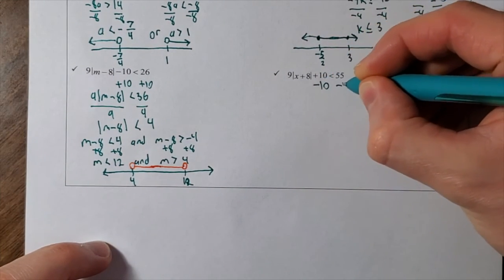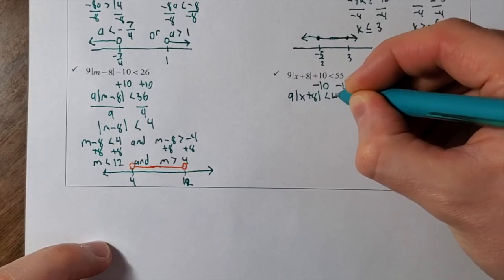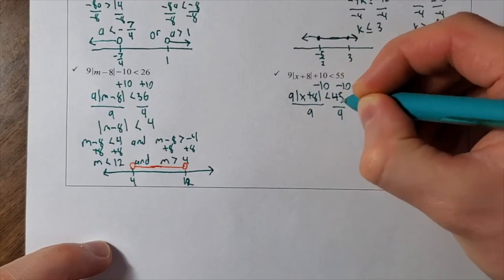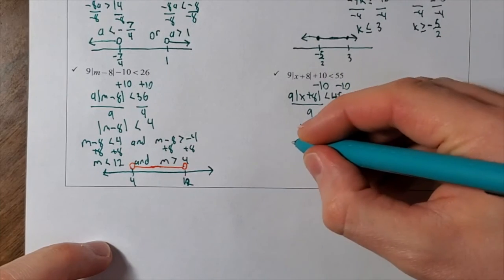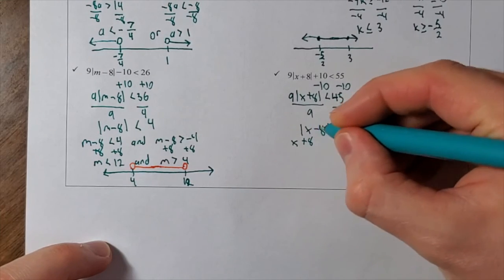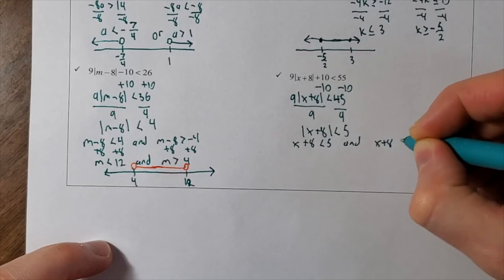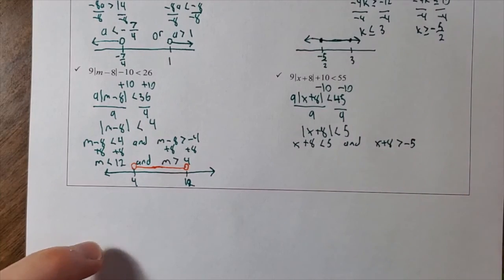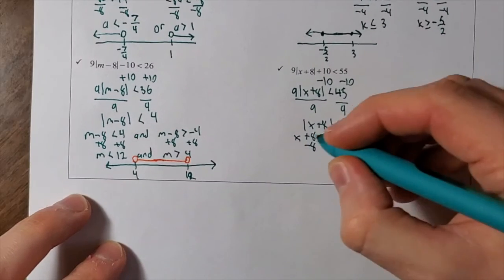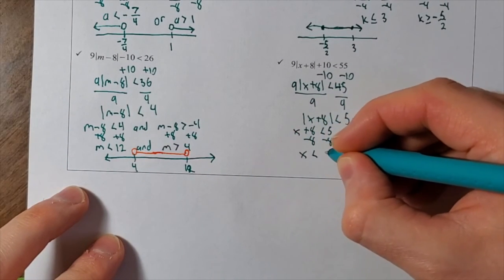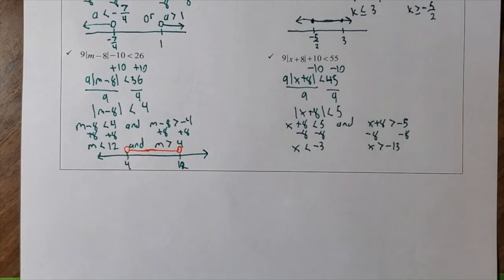Once more together, we'll start solving this one. So we'll subtract that 10 from both sides. And now we divide by 9, still positive again, so we're not changing the signs. But we're going to get less than 5 here. So we'll get our two statements, x plus 8 is less than 5, and x plus 8 is greater than negative 5. Now let's just go ahead and subtract 8 from each end. So we'll get x is less than negative 3, and x is greater than negative 13.